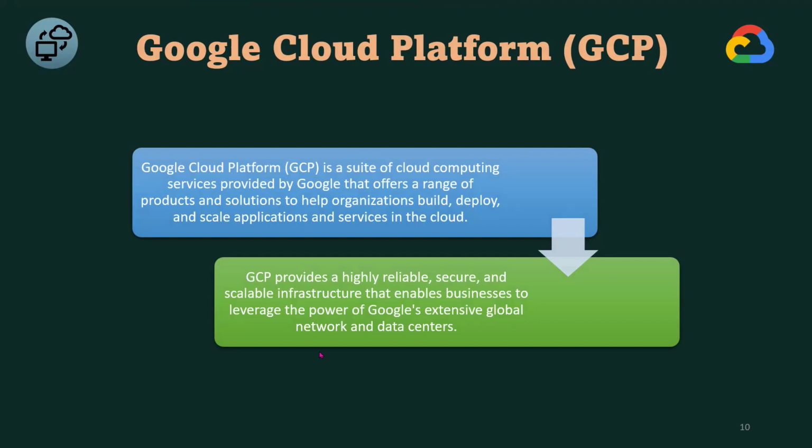So one of the cloud platforms is Google Cloud Platform, which is one of the leading cloud providers, and in recent times the growth rate for Google Cloud Platform is very high compared to even Azure as well as AWS. They provide products and solutions for organizations to build, deploy, and scale applications and services in the cloud. So they provide the products as well as solutions so that organizations can build, deploy, or scale their applications and services in the cloud. Okay, sir, what are those services that GCP is providing?